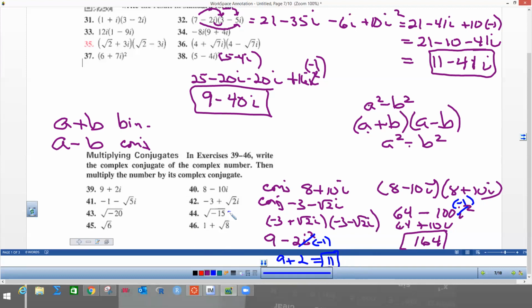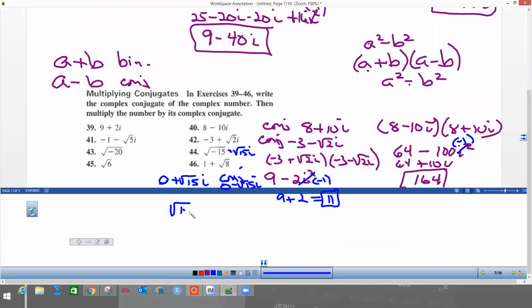Now, the first thing you have to do here is rewrite this as radical 15i. So you need to be thinking about this as being 0 plus radical 15i. And then you can do the conjugate. So the conjugate is going to be 0 minus radical 15i. Now, you don't even have to do the zeros on this one. You can just take radical 15i times negative radical 15i, because the zeros give you nothing.